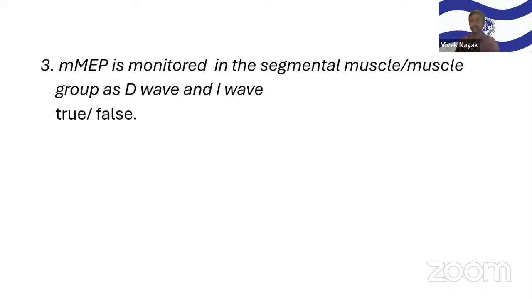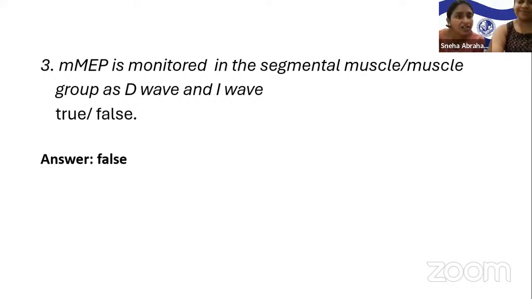Motor evoked potential is monitored in the segmental muscle or a muscle group as D wave and I wave. Whether I'm right or wrong? False. Wrong. Sneha, can you please elaborate? Sir, it is false, as at the muscle level we record a compound muscle action potential. The D and I waves are recorded at the epidural space. Very good, very good.